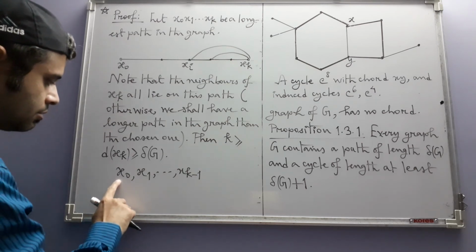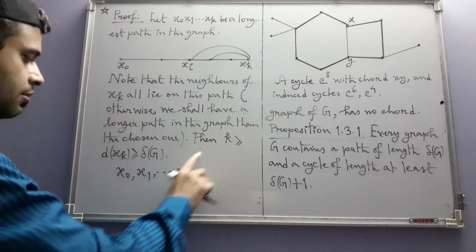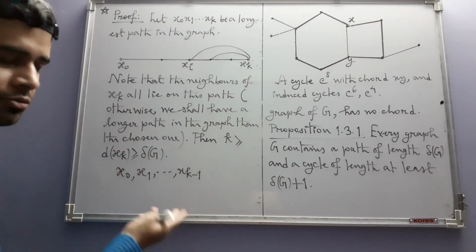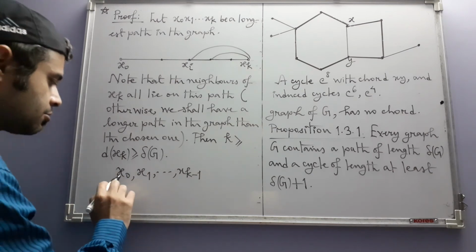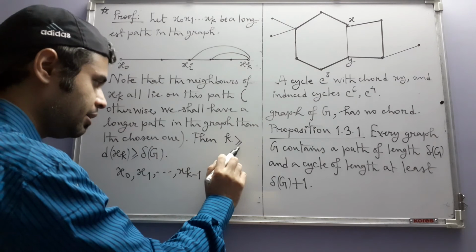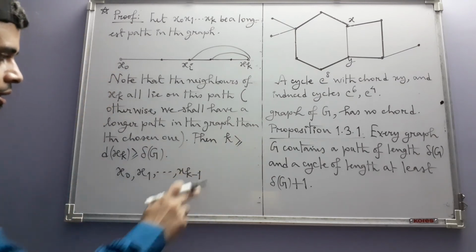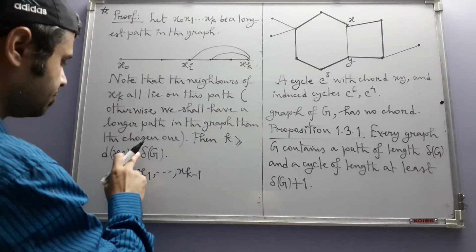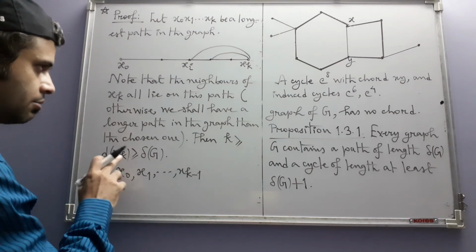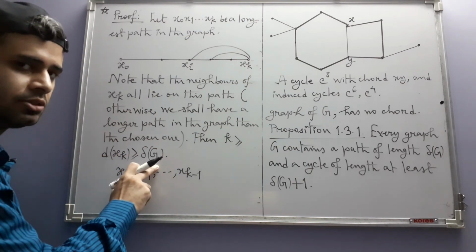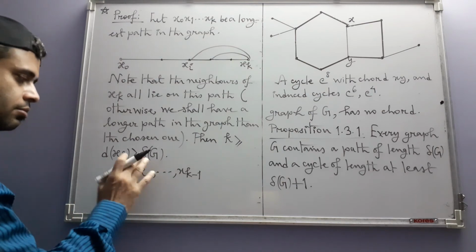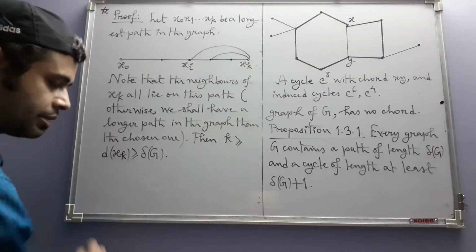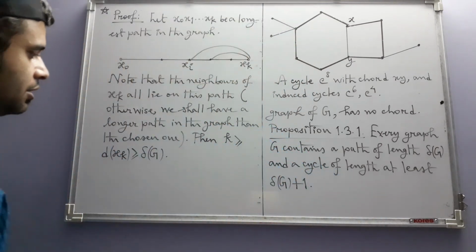May not be all of them, but whatever neighbors xk has, they are from that list, from among these vertices. Okay, so the total number of vertices here is k. Among them, some are neighbors, so they contribute to the degree of xk. So the degree of xk can be at most k, or it is smaller than k. So that's why k is greater than or equal to degree of xk, and degree of xk is some degree, and this is the minimum possible degree of the graph. So this inequality is natural. It comes from the definition of small delta G. Okay, now what are we getting?